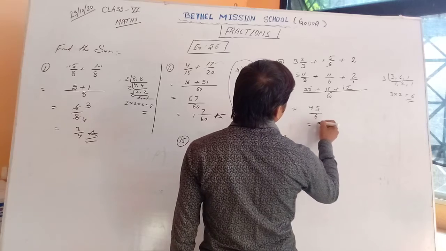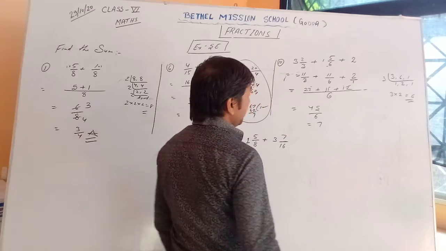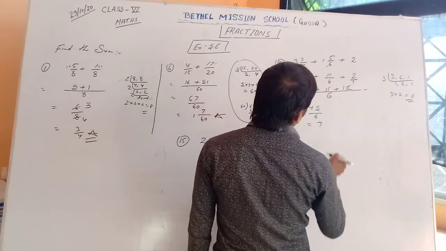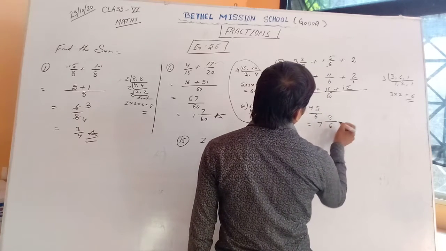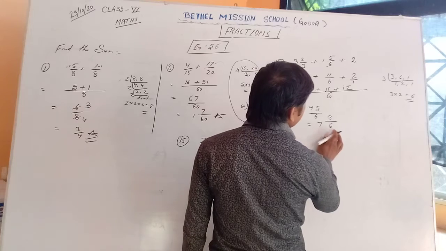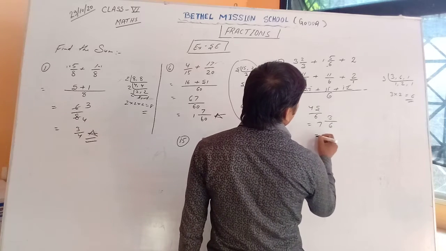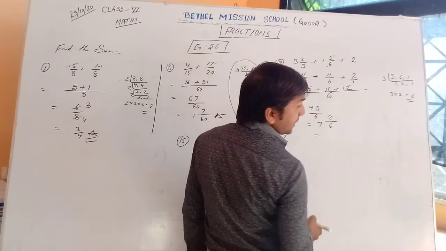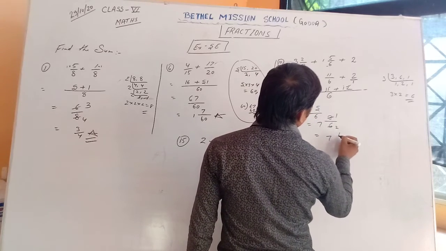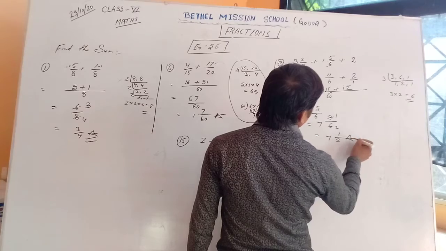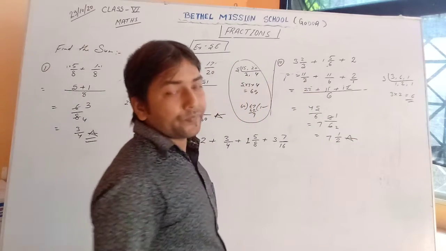7 times 6 is 42, and the remainder is 3, divided by 6. So it is 7 and 3 upon 6. Also, 3 by 3 you can cut that one. 3 1s are 3, 3 2s are 6. It means 7 and 1 upon 2 would be the answer.